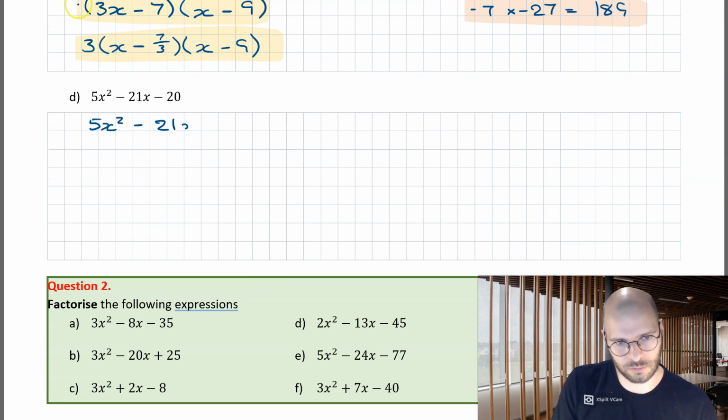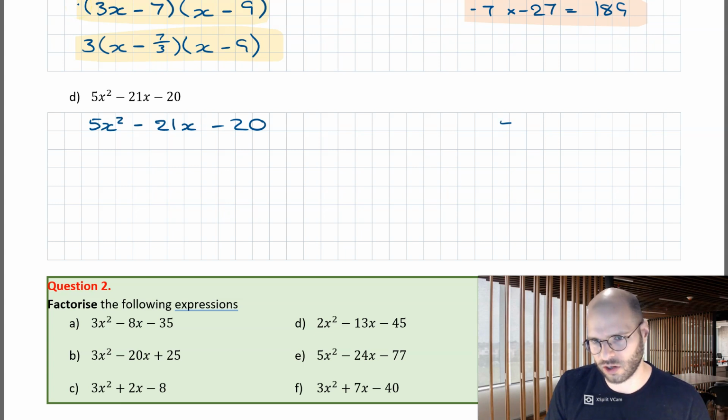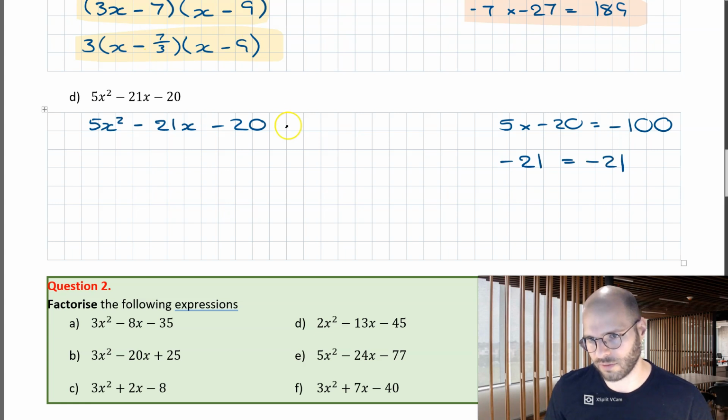We are dealing with 5x squared minus 21x minus 20. We are looking at a product target of 5 by minus 20, which is going to give us negative 100. Next, we're looking at our summing target, which is minus 21. Now, if we have a look, our product target is negative and our summing target is also negative. This is indicative that one number is positive and one number is negative. Secondly, because this is a negative summing target, it means that the larger of the two numbers is the negative one.